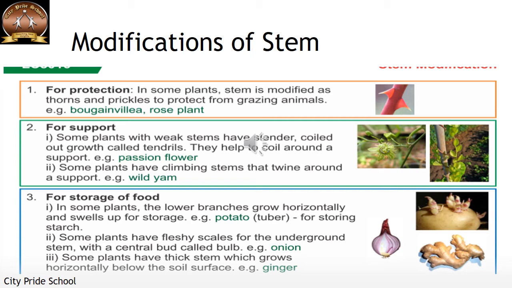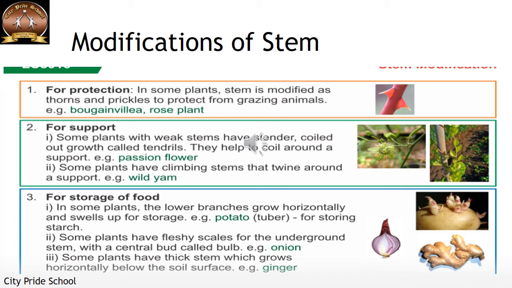Then we also have modifications for support. Many weak-stemmed plants have tendrils. You can see these small tendrils present in these plants, and they help the plant to climb on any support, for example in the passion flower. Some have climbing stems and they twine around a support. That is another method by which they are able to twine around it. So these two modifications are there for support.